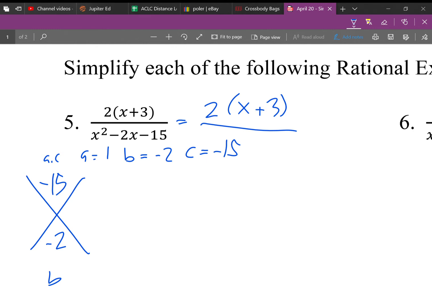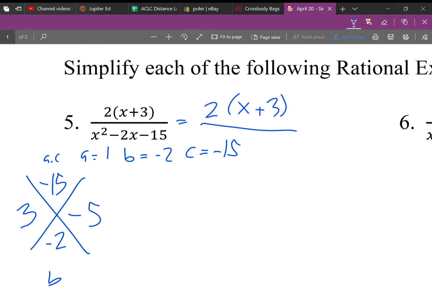Since the denominator is negative, that means the bigger one needs to be negative, or rather the number with the greater magnitude. And I can see by looking, it's not going to be 1 and 15, it's going to be 3 and 5, and it's going to be specifically a positive 3 and a negative 5. 3 times negative 5 does give me negative 15 on the top. 3 plus negative 5 rather gives me negative 2 on the bottom, which means I'm ready to factor this.